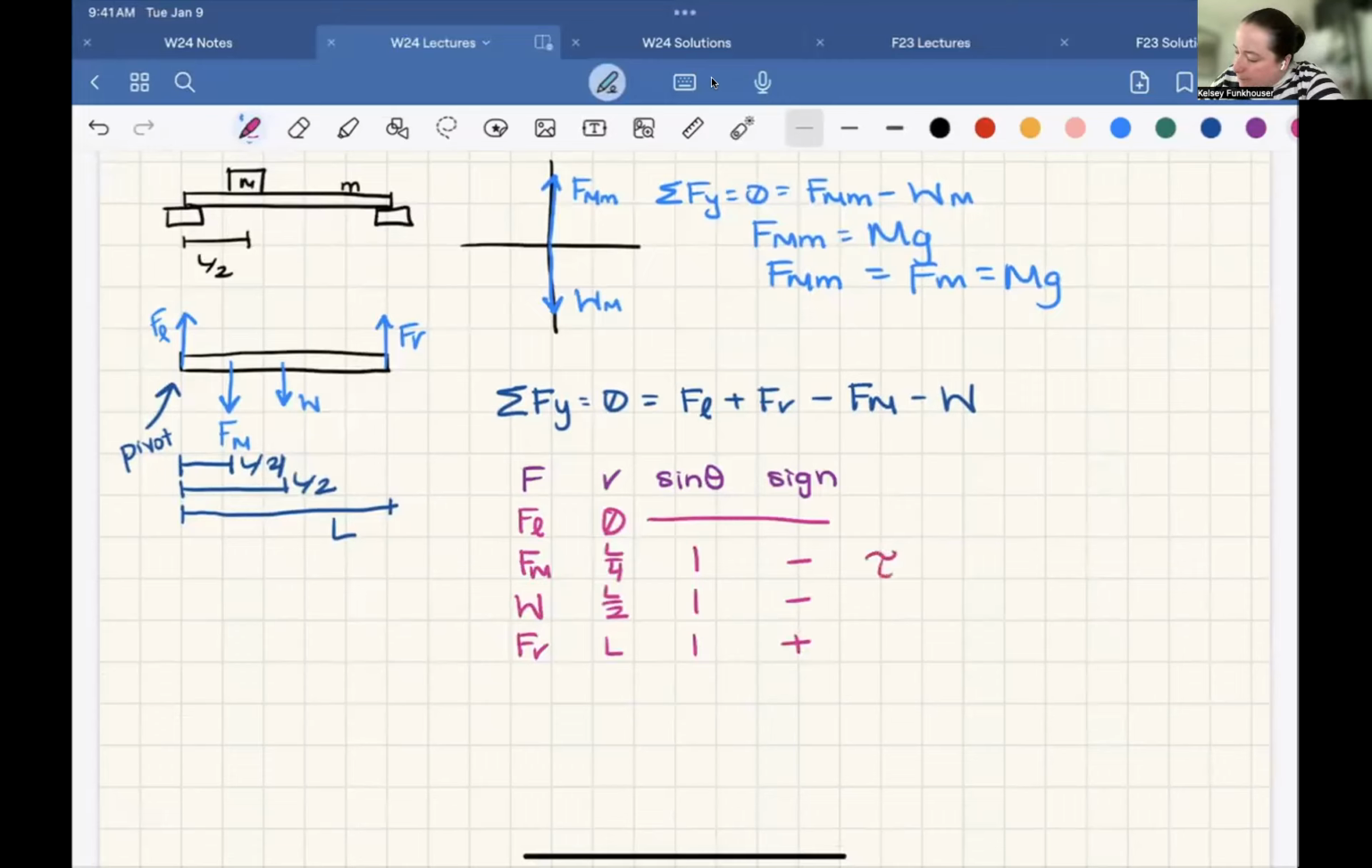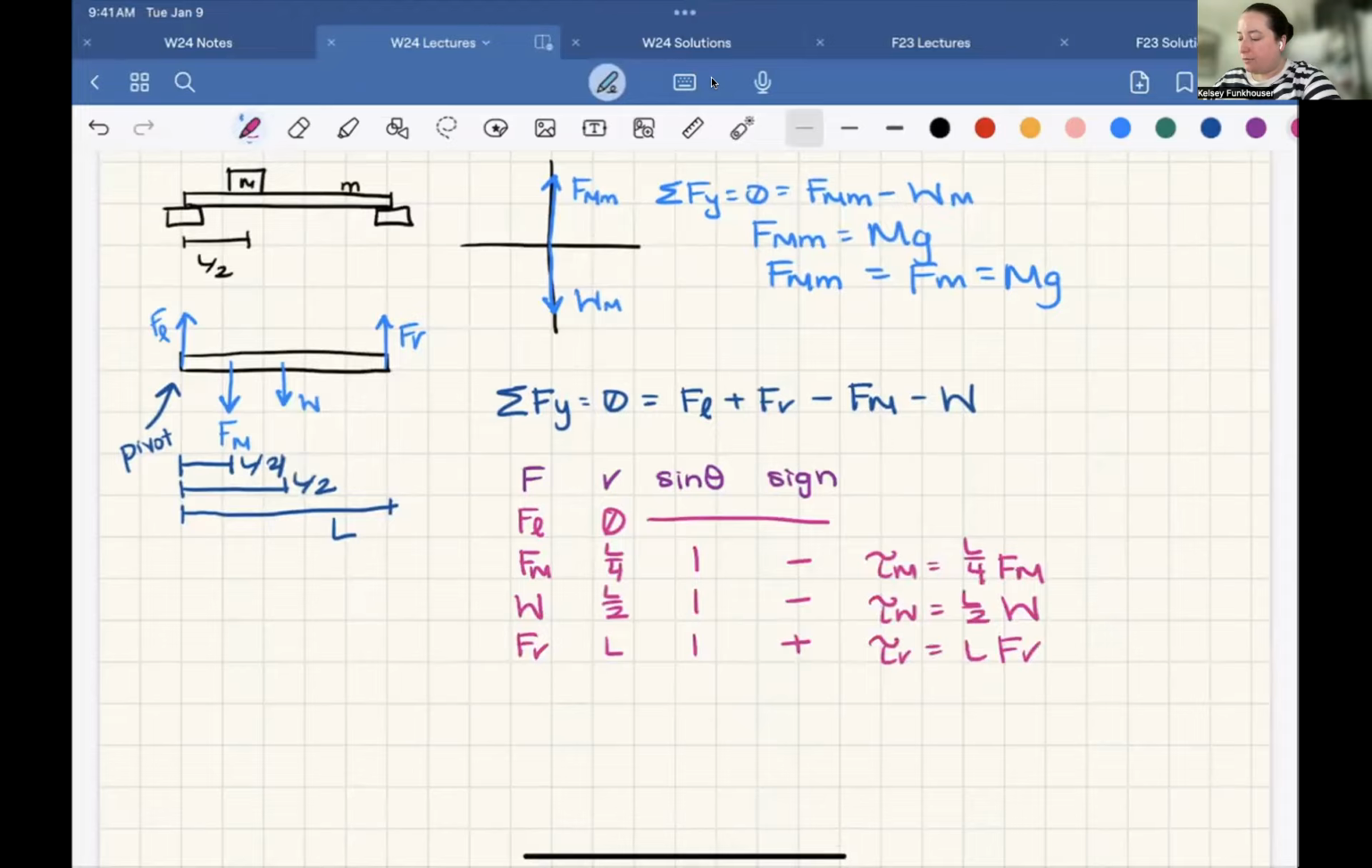So, I'll just write our torque equations for each of these. L over 4 times the force FM, and L over 2 times the weight. And finally, I'll just call this right, L times FR.